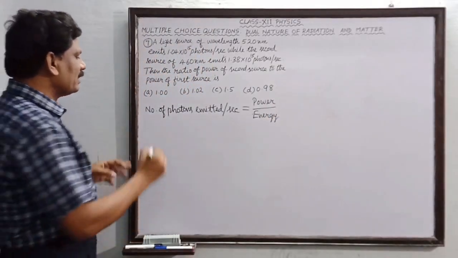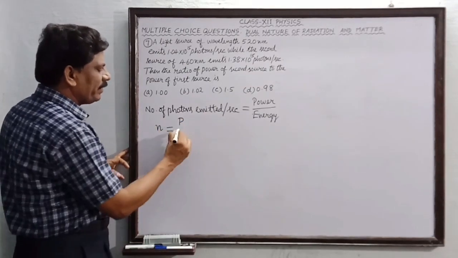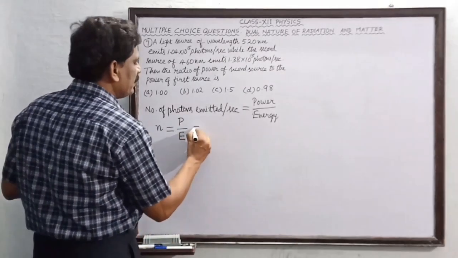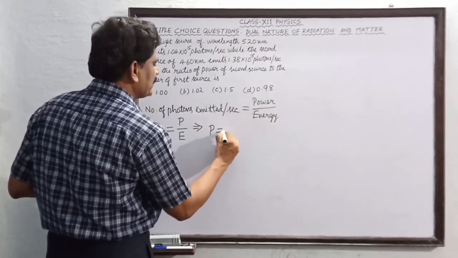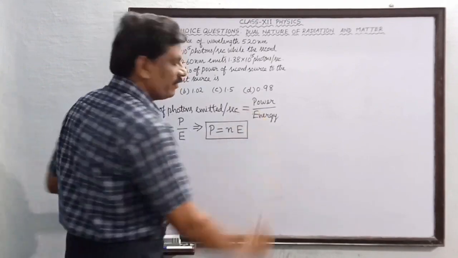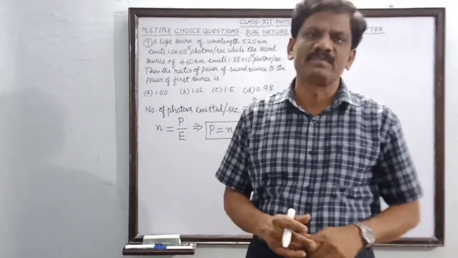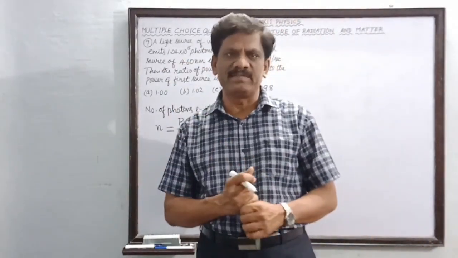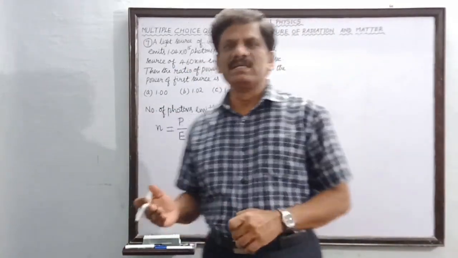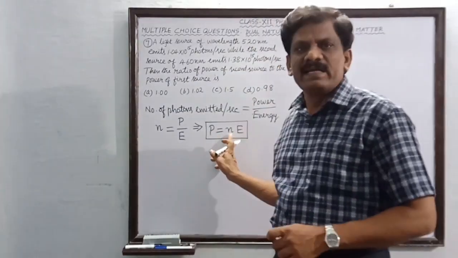The number of photons emitted per second can be taken to be N. The power can be taken as capital P and energy can be taken as capital E. So, this equation implies that power is equal to N into E. So, this is the basic equation we are going to use to solve this problem. Power is equal to energy divided by time, is it not? So, this number of photons emitted per second is the frequency of the emission of photons. So, power must be equal to N times E.